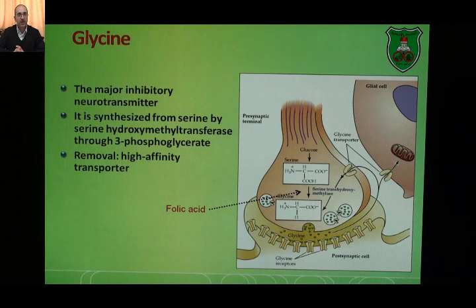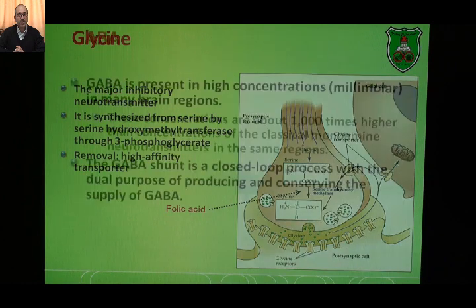Glycine can also act as a neurotransmitter. It is an inhibitory neurotransmitter. It is synthesized from serine via 3-phosphoglycerate, so you have the involvement of the glycolytic pathway in the synthesis of glycine. Synthesis of glycine requires folic acid in that process, and it can be removed via a high affinity transporter.